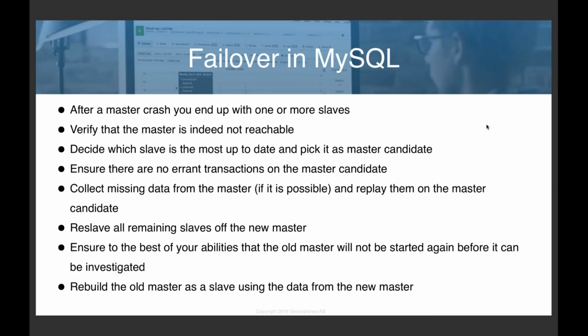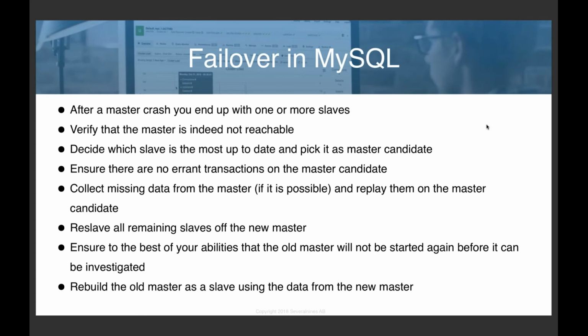So the master crashes, and obviously you end up with some slaves, right? One or more. The first step, you need to verify whether the master is indeed not reachable. And then you need to decide which slave is most up to date, which one has the most up to date data set and received the most transactions from the master, and then pick it as master candidate, assuming that it also matches other requirements on which I'll be talking later today.